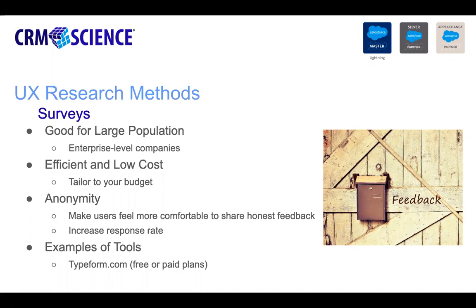It's important to realize, however, that the larger the population sample, the more helpful the data is going to be. If the surveys are anonymous, that's going to help people feel more comfortable leaving honest feedback, and that's really what we're looking for in a survey. It can even increase the response rate if people know that their answers are anonymous.